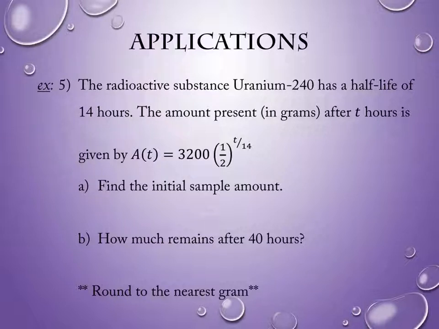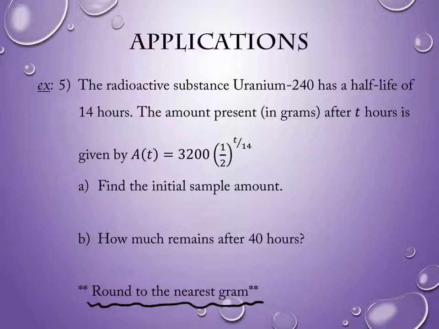Notice this comment at the bottom here. Every problem you do is going to tell you how to round, and it's not always going to be to the same thing. This one specifically says to the nearest gram, which means we're looking for a whole number answer. Some of the others might be to the nearest tenth of a gram, or the nearest second instead of the nearest millisecond. They're going to describe how they want your answer to be. Part A says, find the initial sample amount.